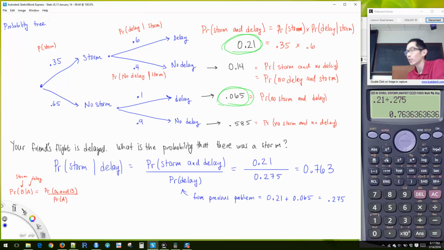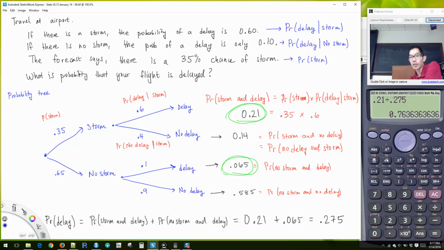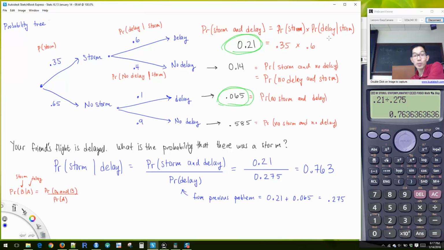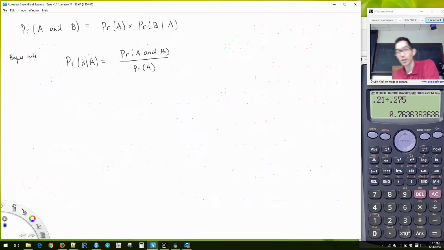But yes, they do look very similar, and this is probably a very common mistake that students make: getting storm given delay mixed up with delay given storm. They look very similar, but the questions they represent are very different. So maybe I'll give you an exercise to work through, just to make sure you understand all of this stuff.